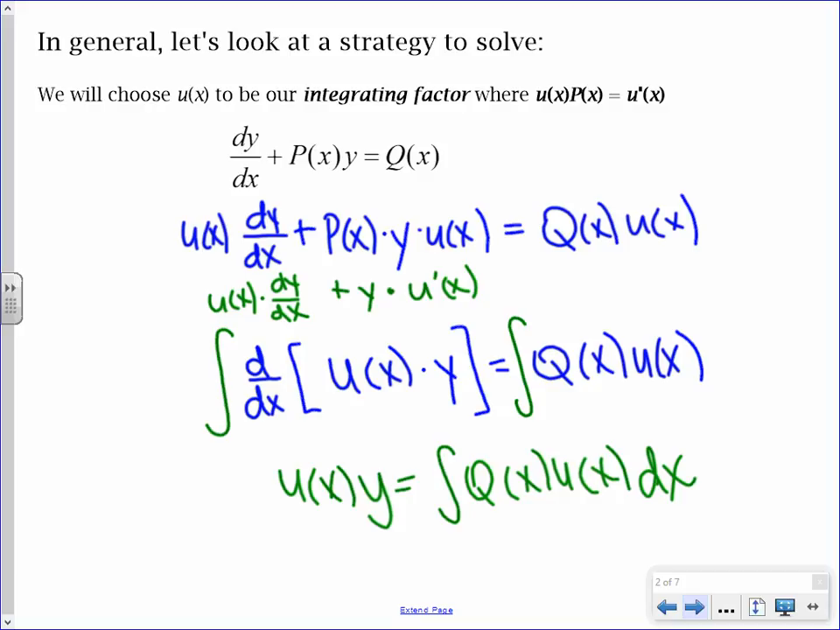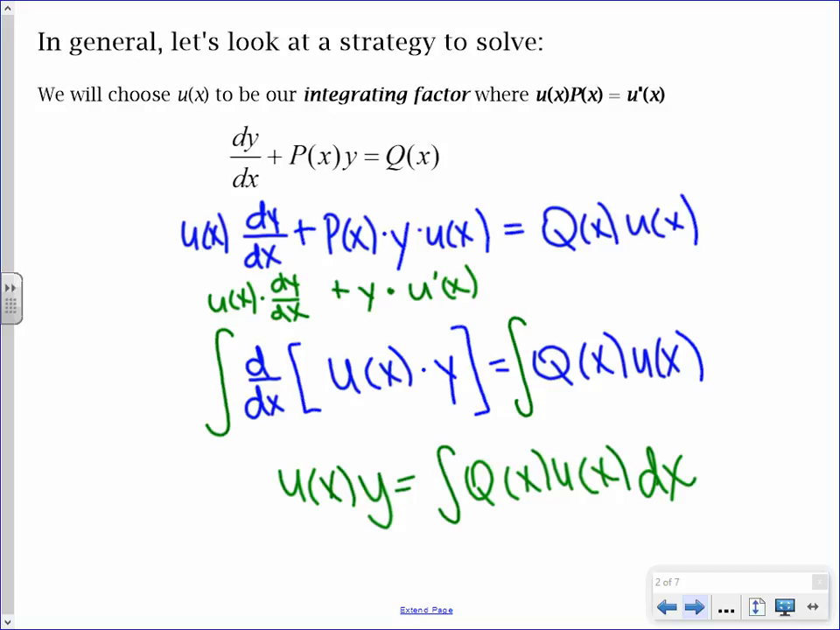Okay? Is that supposed to be, in the integral, is that supposed to be dy over dx, or am I missing something? Why is it just d over dx? It's just representing the derivative of this product.